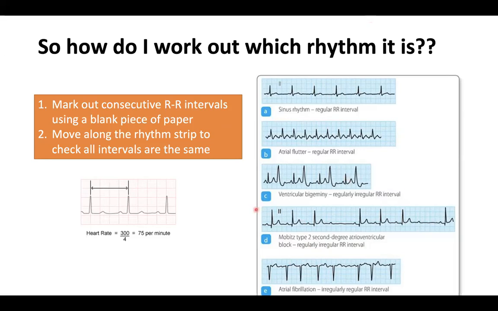But we'll go through heart blocks in a little bit. And then finally, the one where there's complete disorganization and you can't actually plot the RR intervals would be atrial fibrillation. This is wrong, it says irregular RR interval in atrial fibrillation. So this is actually a typo, and I took this from a textbook, so it's a bit worrying.